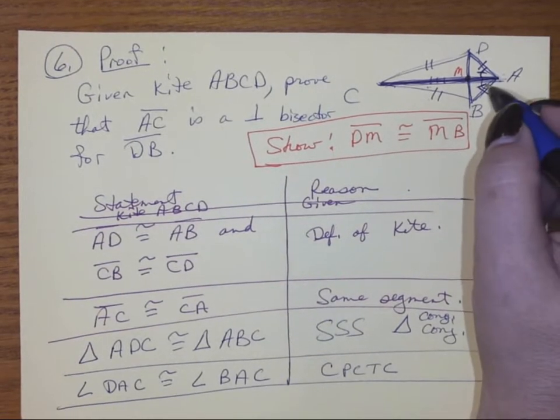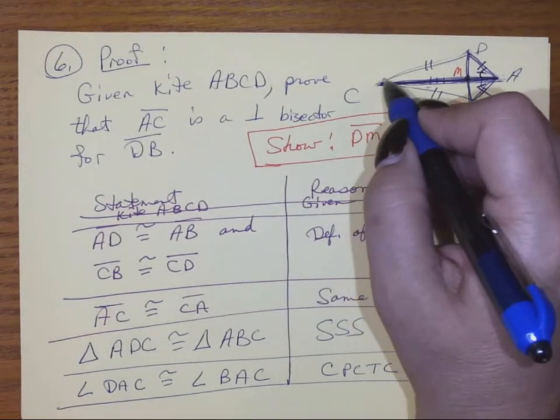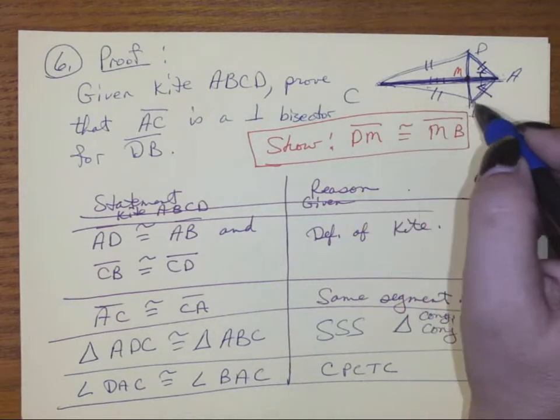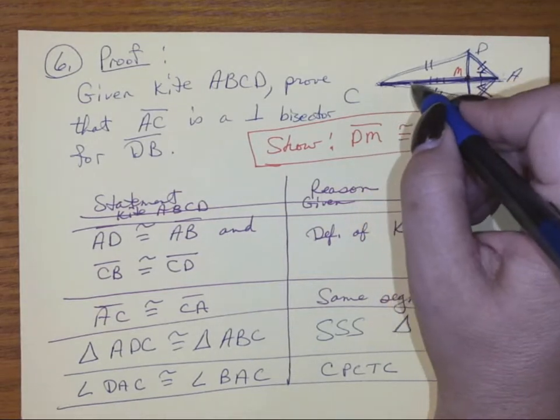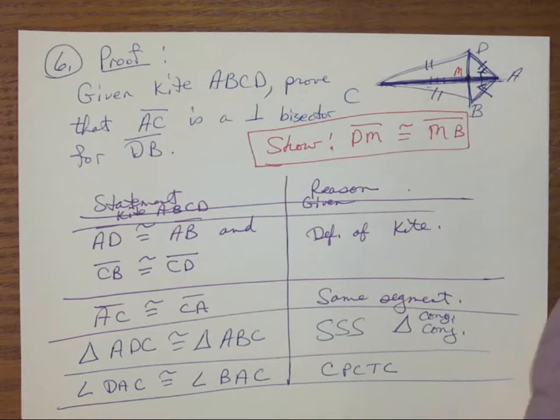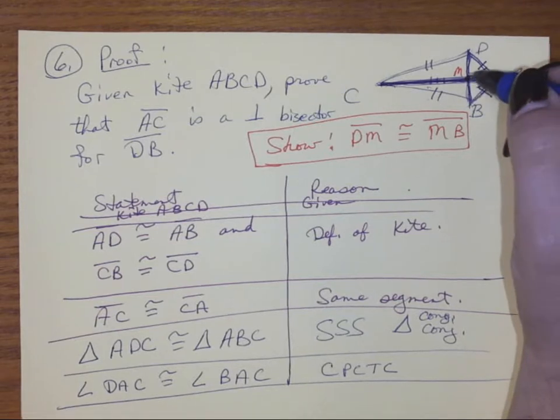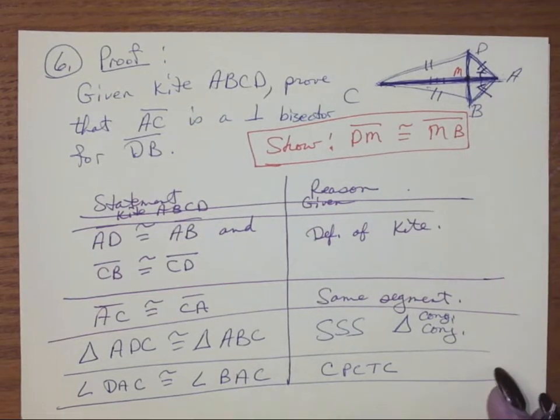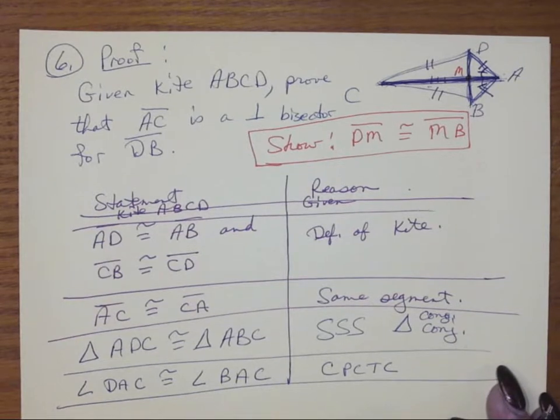Now I'm looking at it and I've got this big triangle here and this big triangle here. I'm trying to prove that this diagonal is a perpendicular bisector of this diagonal. So I need these little pieces here to be congruent, and I need these angles to be 90 degrees. That's where I'm headed with this, if I can get that far.